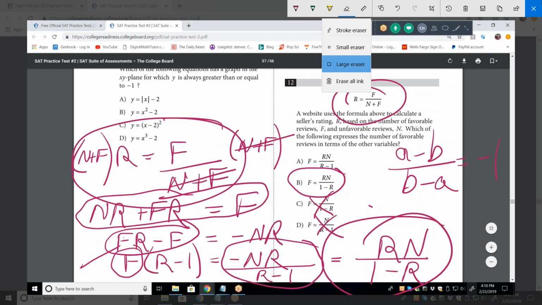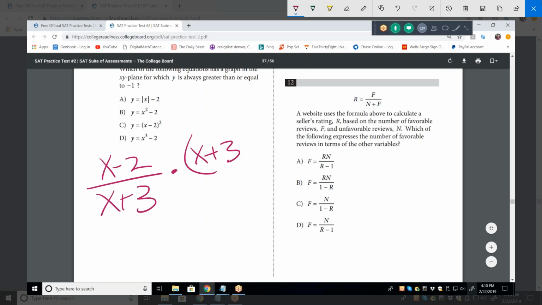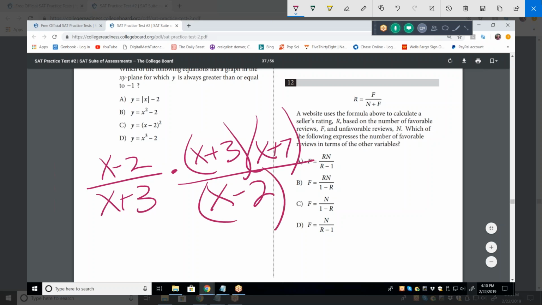You know how you got problems like this when you're doing algebra and it's being multiplied by x plus 3 times x plus 7. It's being all divided by x minus 2. Remember problems like this? Well, you could cross that off with that. You could cross that off with that. And the answer was x plus 7.